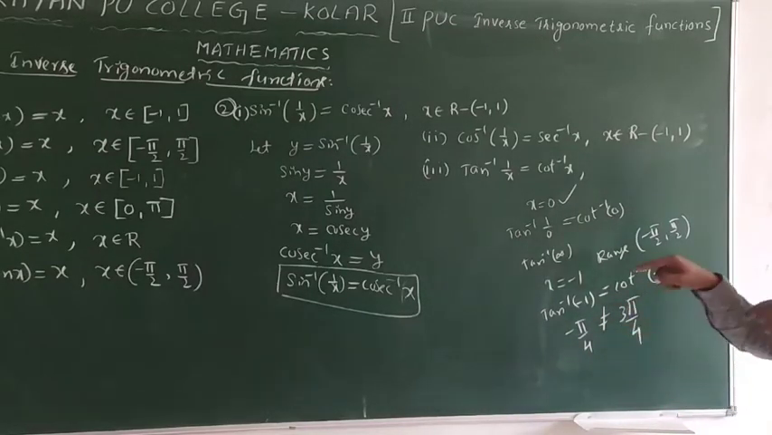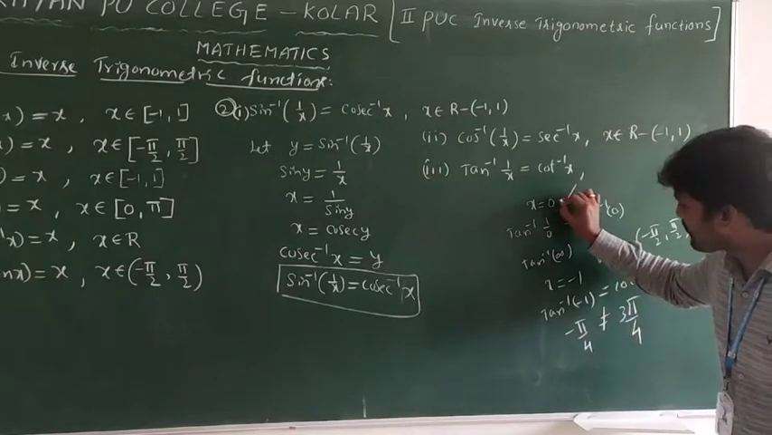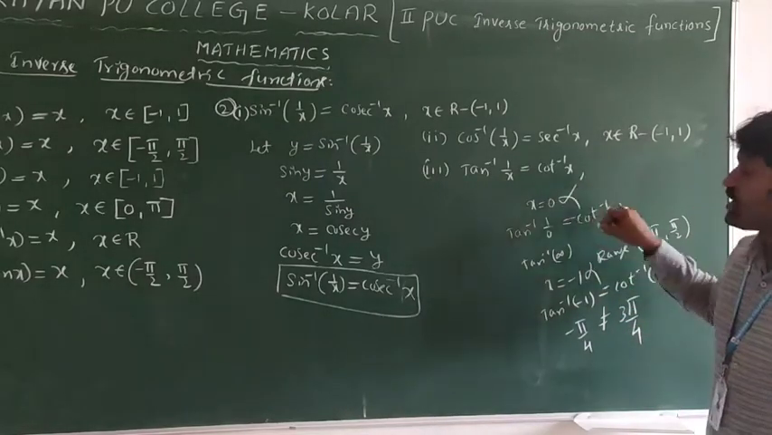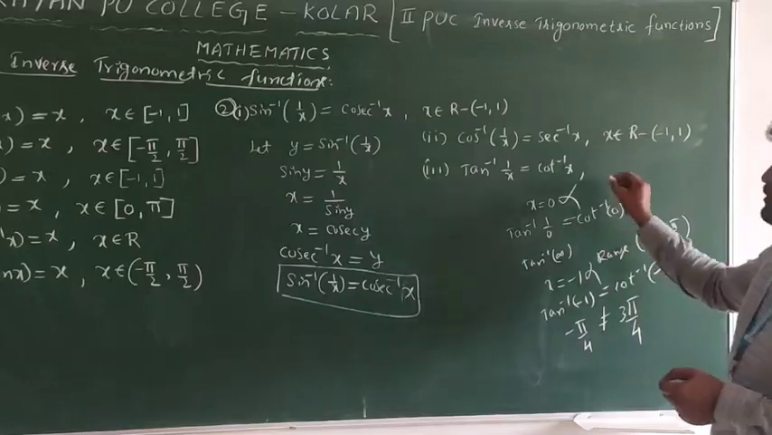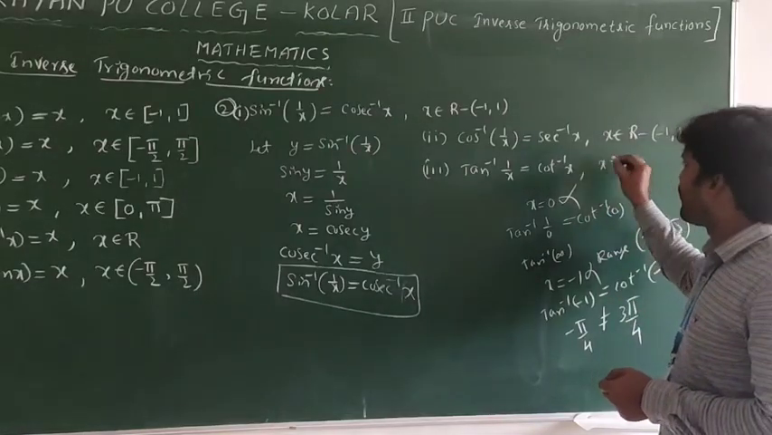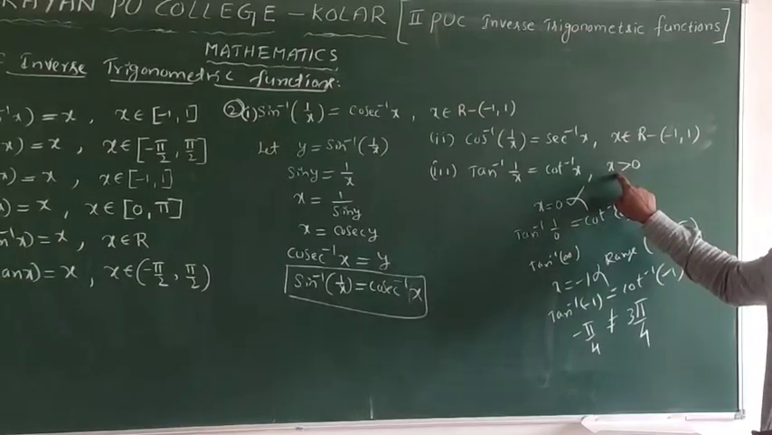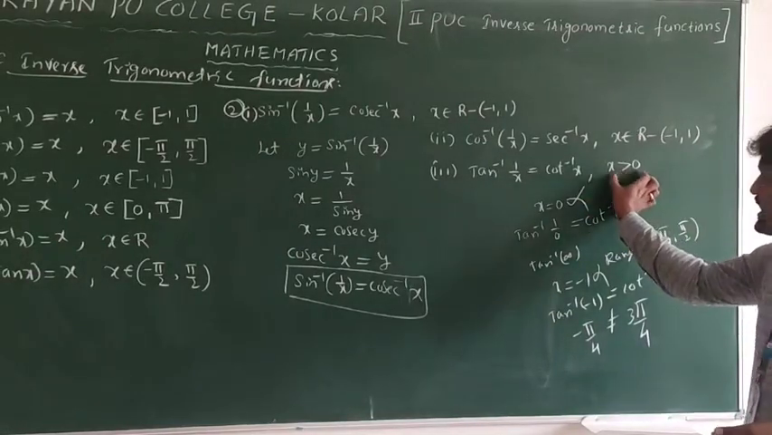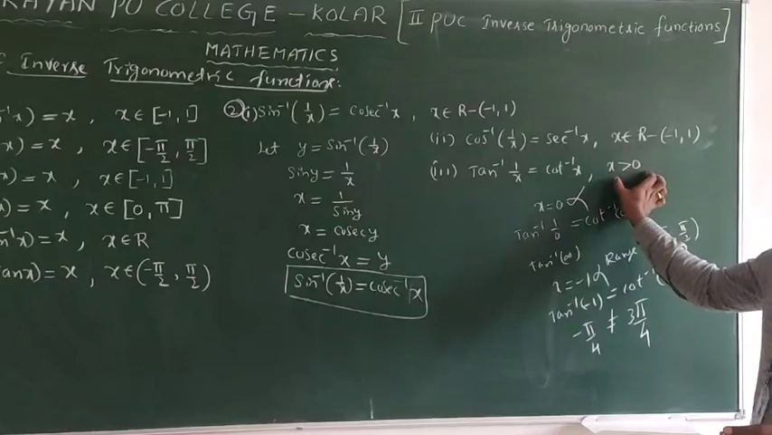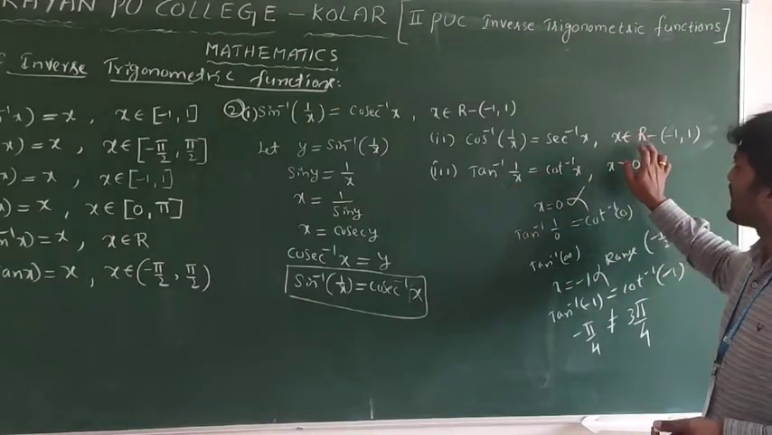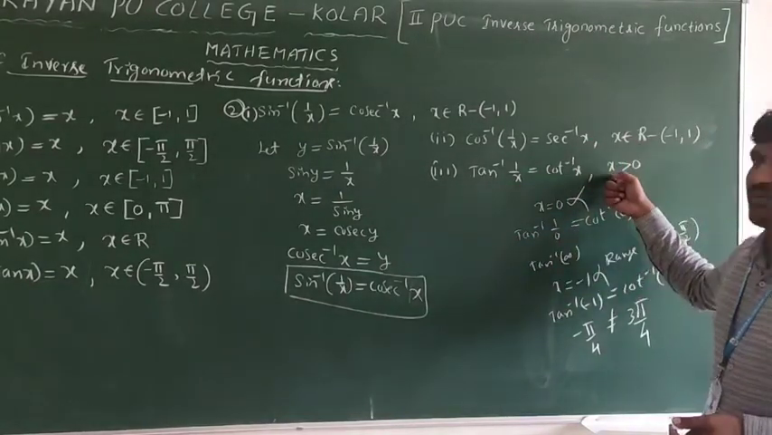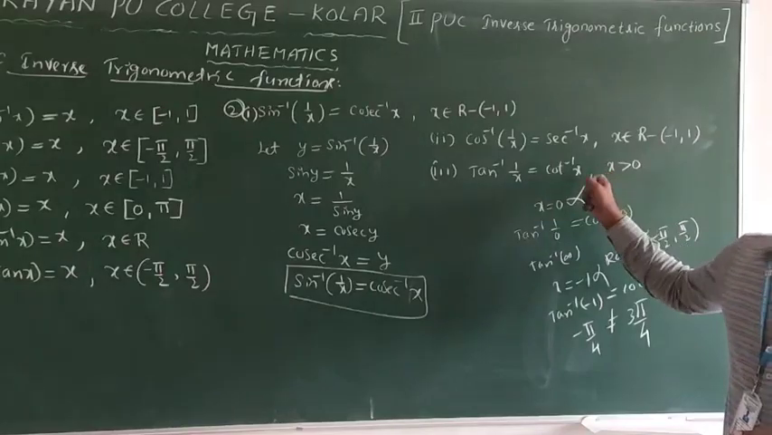Both are not equal. For negative values it is not satisfying, and for 0 also it is not satisfying. That's why we are taking only positive values. Positive values means all x greater than 0. The x value belongs to positive values only, then it is satisfied. Here, as the domain, for the third one we need to consider only positive values.